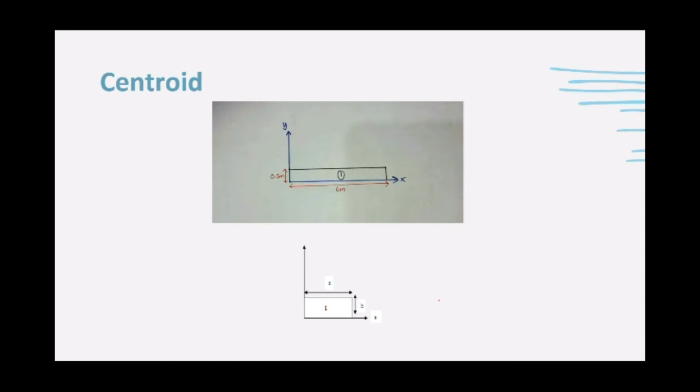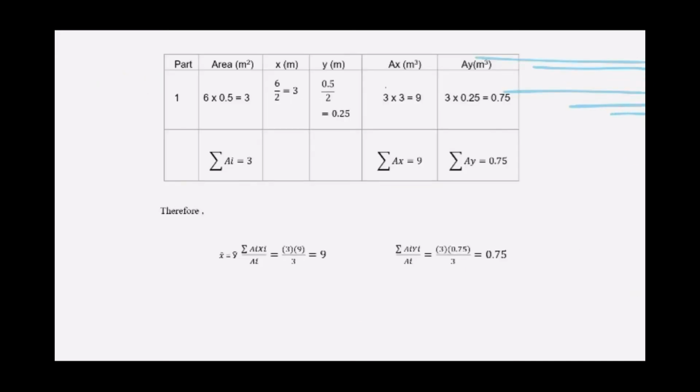So my centroid is like this. I forgot to mention my height. I assume my height for beam is 0.5 meter. I calculate it into this table. 6 times by 0.5 is 3, and so on. So therefore, my x is 3 and my y is 0.75 meter.